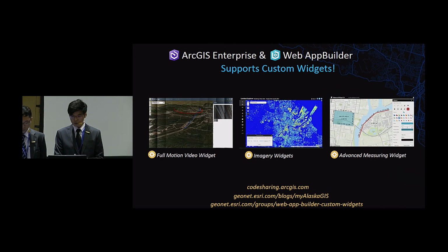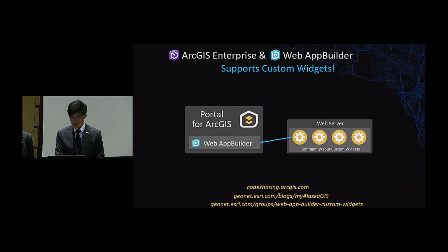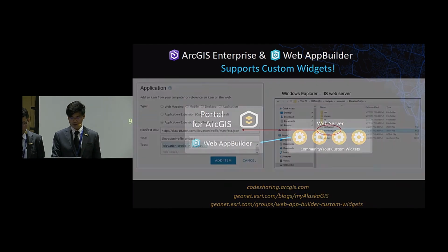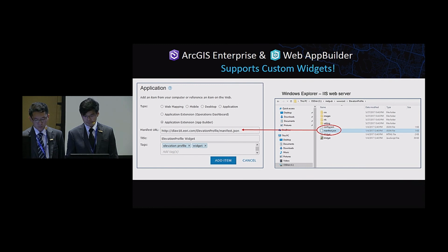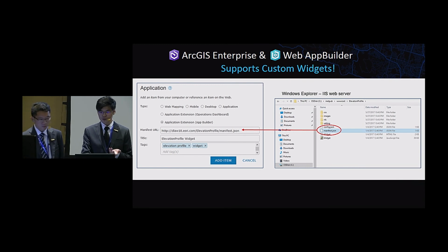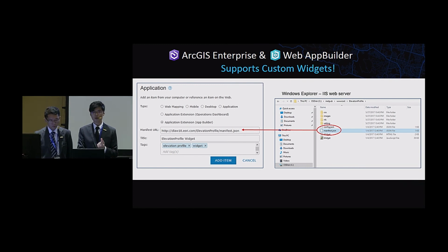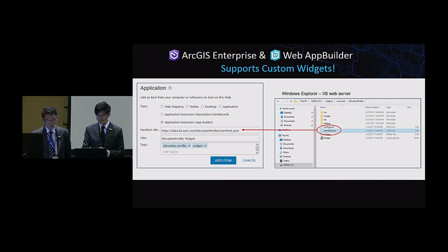So how do you do it? It's a very simple process. Once you find a widget you like, you download it and place it on a web server like IIS. You log into your portal as administrator, and you can now add a new portal item type, which is to register your custom widgets. Then you need to point it to your widget's manifest files and give it a suitable title and text, as shown on the screen.